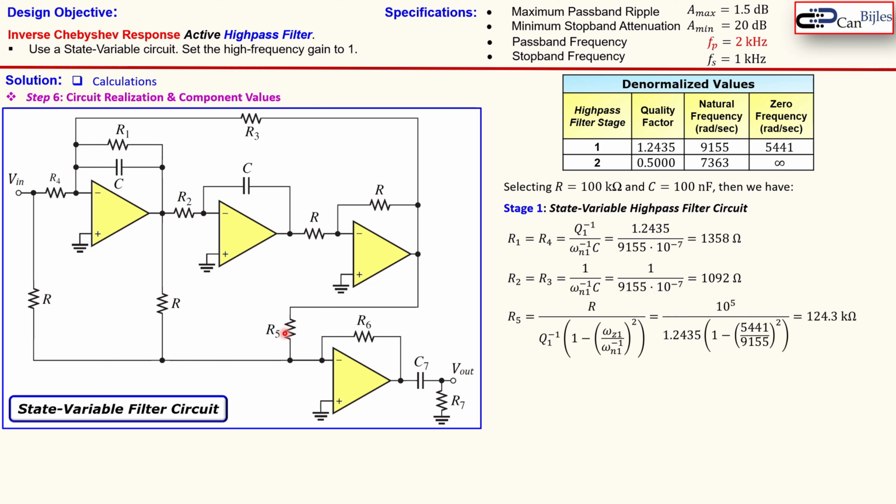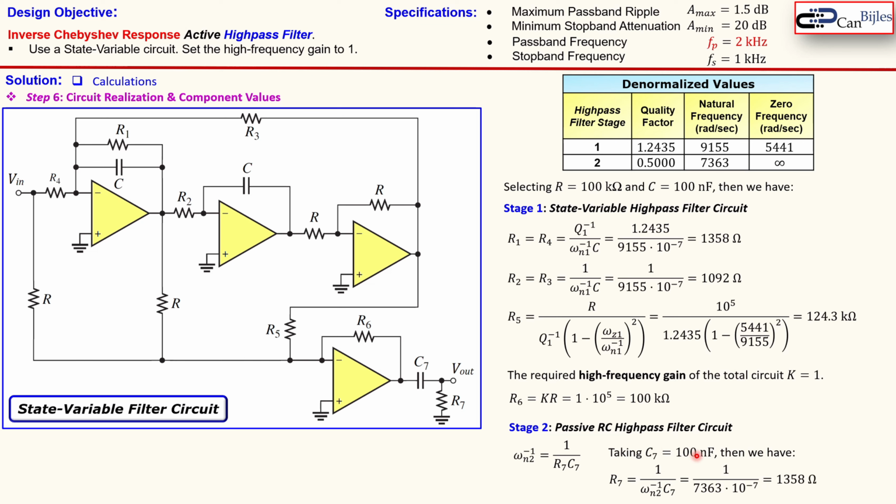Stage 2, that is the passive RC high pass filter circuit, is given by this expression. You see the natural frequency is equal to 1 over R7 and C7. Now in here we have two unknowns, and we only know this, so we can select, for example, the capacitor as 100 nanofarads, and then we can calculate R7.